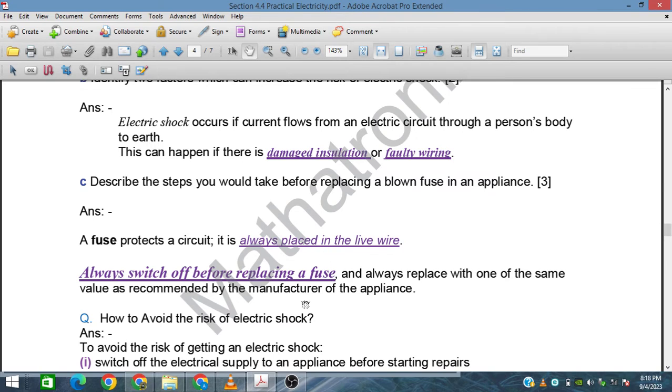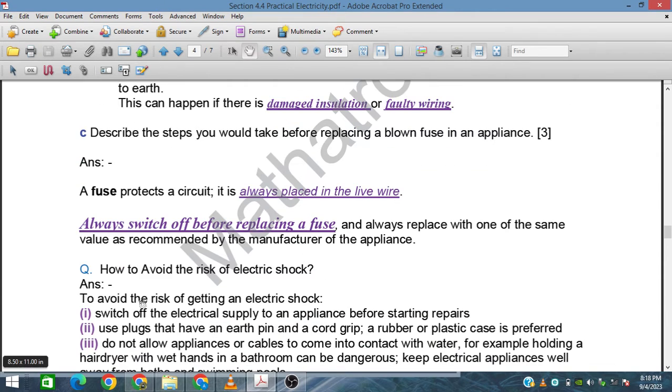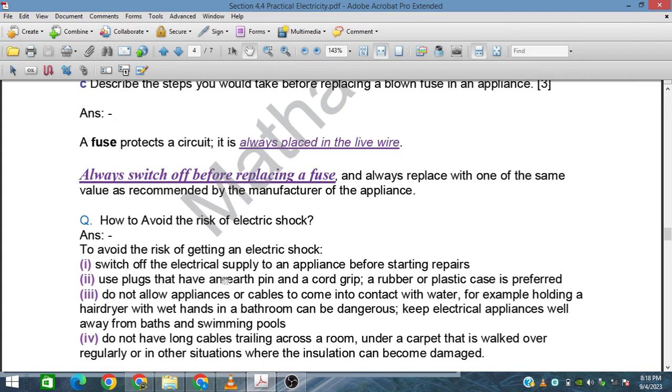To avoid the risk of getting an electric shock, the following steps should be taken. First, switch off the electrical supply to an appliance before starting repair. If you want to do some repair work on any appliance, it should be isolated, meaning the power supply to that appliance should be off.